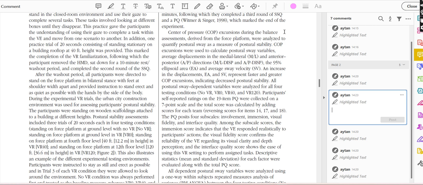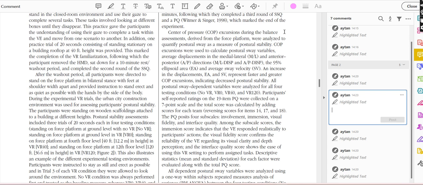COP excursions were used to calculate postural sway variables: average displacements in the medial lateral and anterior posterior directions, the 95% ellipsoid area and average sway velocity. An increase in the displacements, EA, and SV represent faster and greater COP excursions, indicating decreased postural stability. All postural sway-dependent variables were analyzed for all 4 testing conditions.